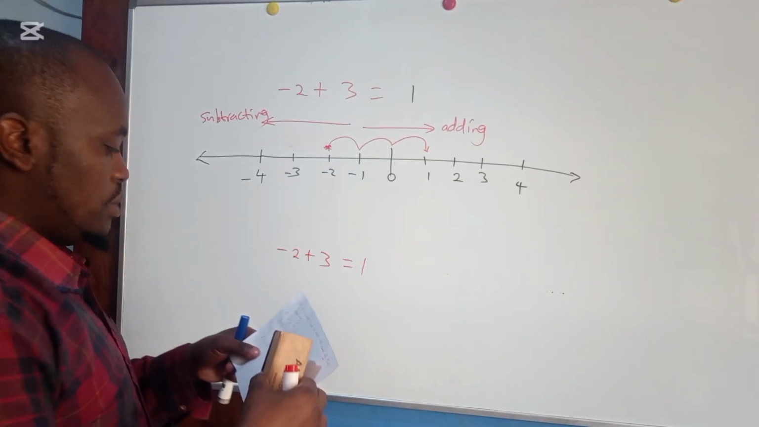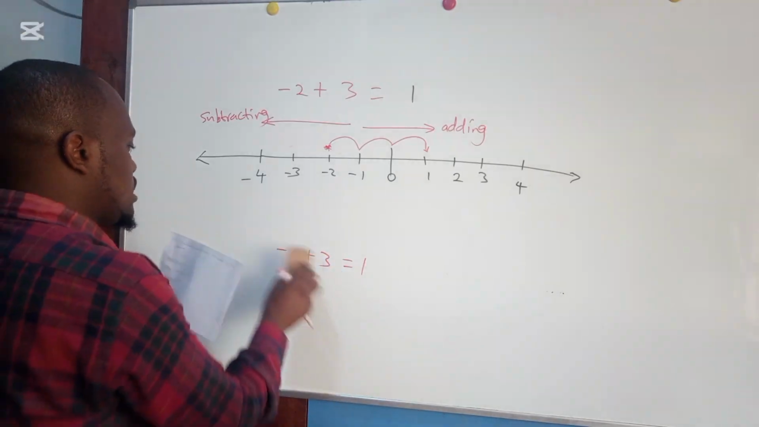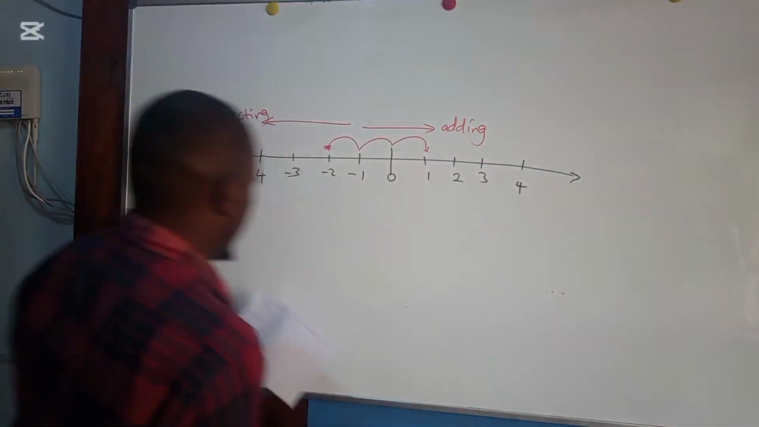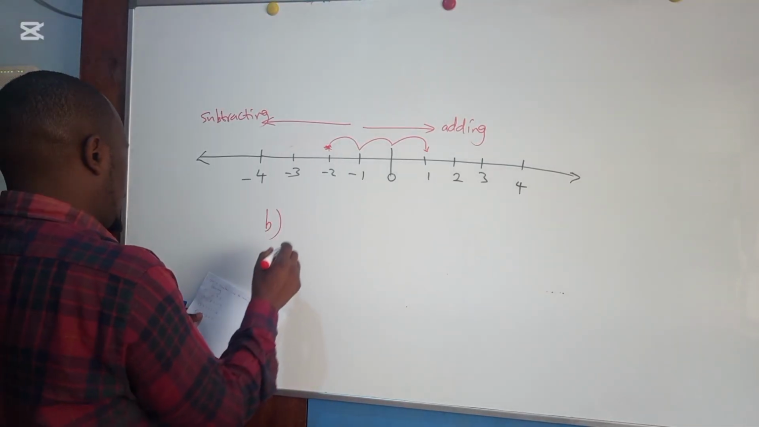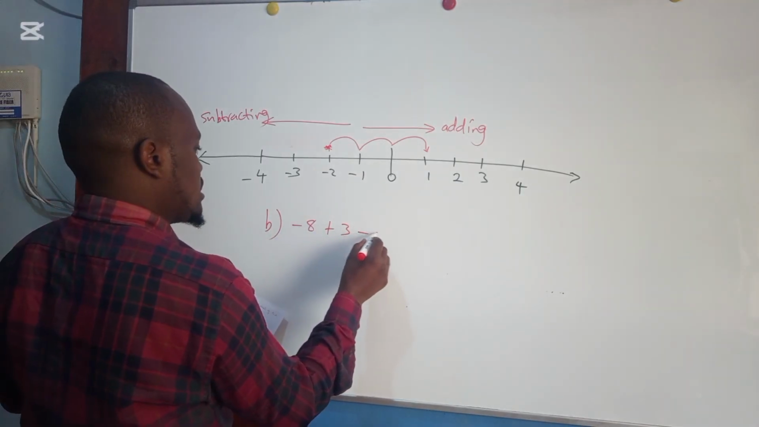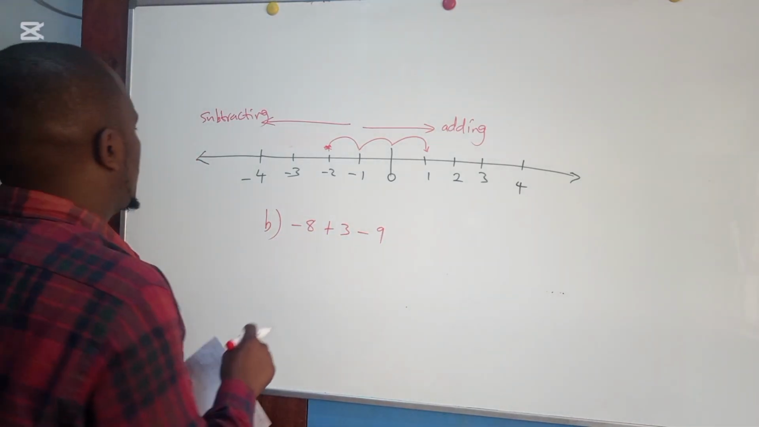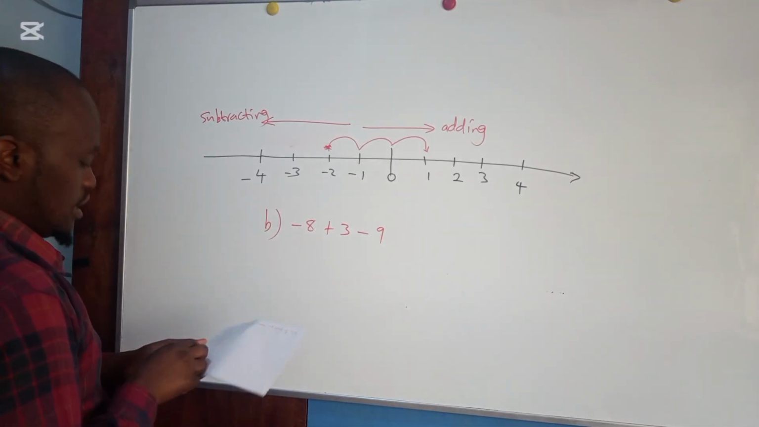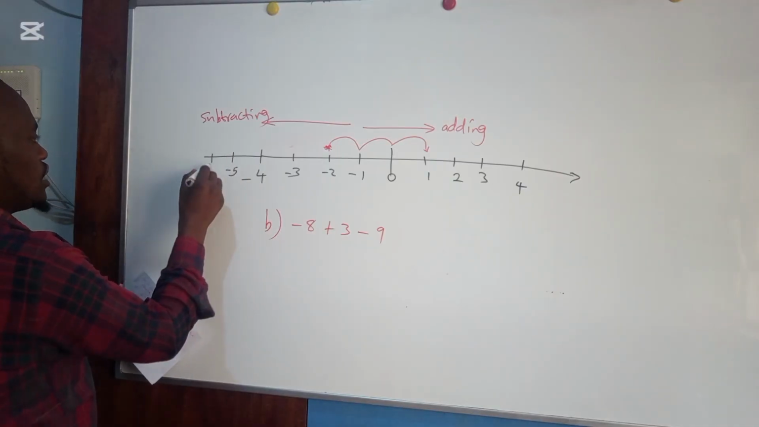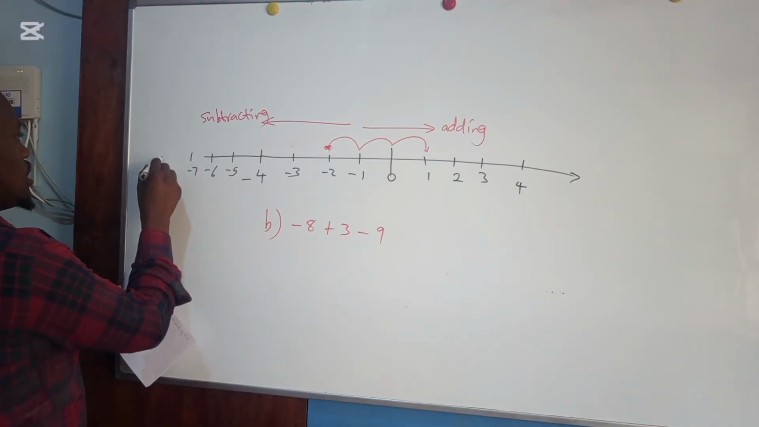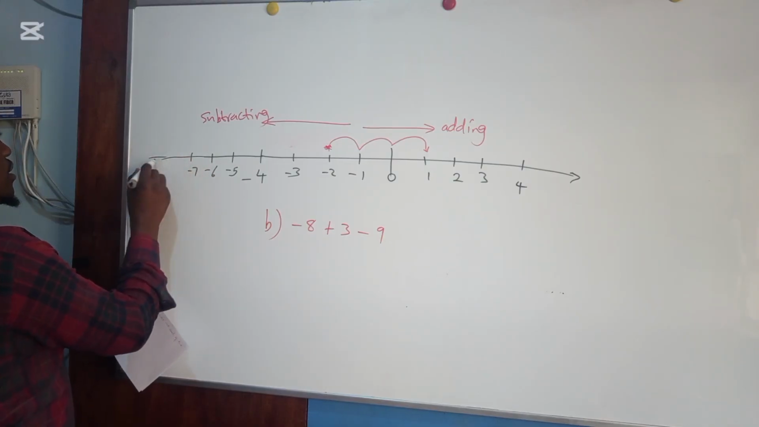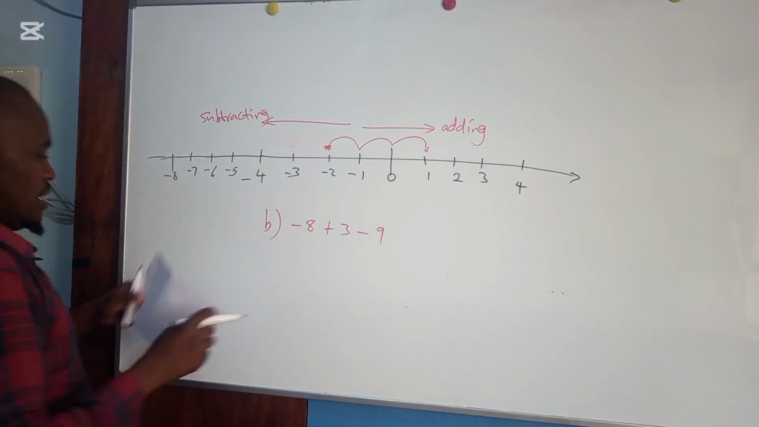You can use that method to do as many questions. So let me do B and C so that you can do D. B, you are told to do -8 plus 3 minus 9. So we can extend our number line so that it has -5, -6, -7, -8. Here there is -8.